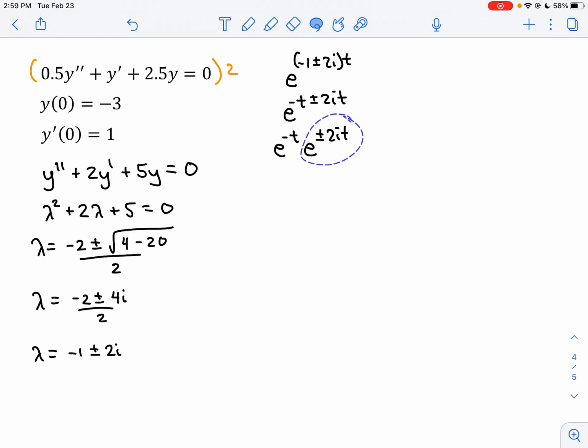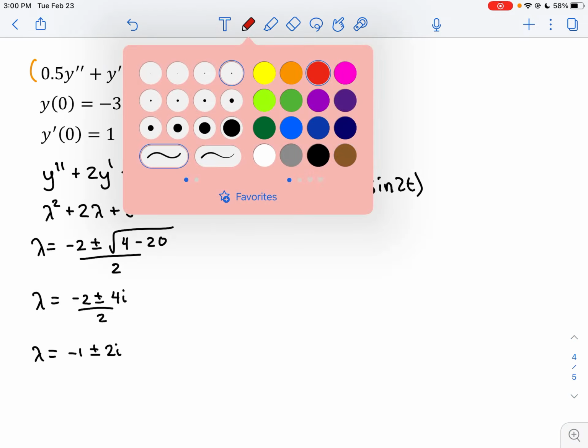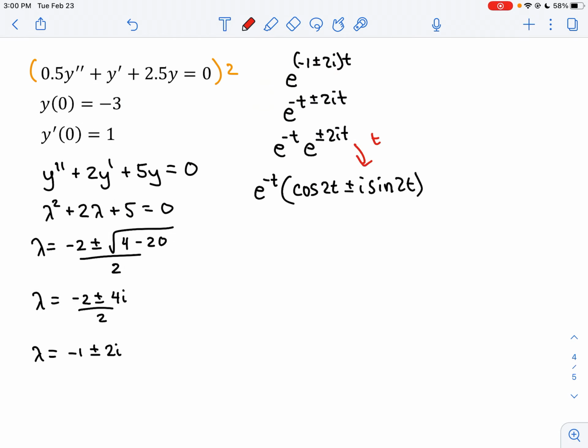And then I'm going to use Euler's identity on this part right here. So this gives me e to the negative t in the front times cosine of 2t plus or minus i sine 2t. And this is Euler's identity we just used, or Euler's formula. I might be using the wrong word there, but you can look it up. It's either Euler's formula or Euler's identity.